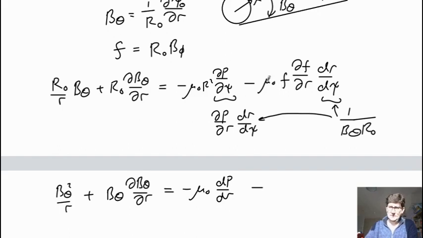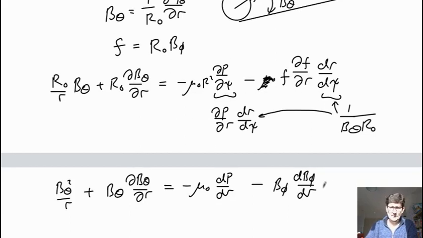And now here we have an f which contains an r naught, and a df by dr which contains another r naught, and so those r naughts cancel, and all that's left is the b phi. So we have a b phi times a db phi by dr, which is left over from here. And that's it.